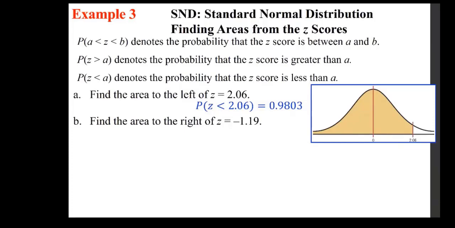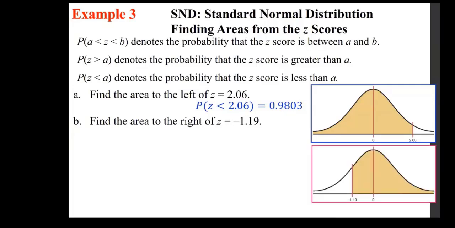The area to the right of negative 1.19. Again, you do the graph, and you can read the area to the left using the negative Z-score, the left of negative 1.19, and subtract it from 1. You can also read the area to the left of positive 1.19. That gives you the same answer, I believe. And so it ends up being 0.8830. So that's how you come up with the answer if you want to use the table. We'll go over that in a moment.